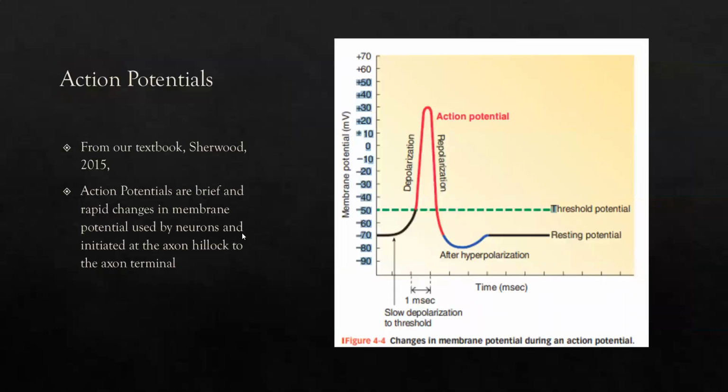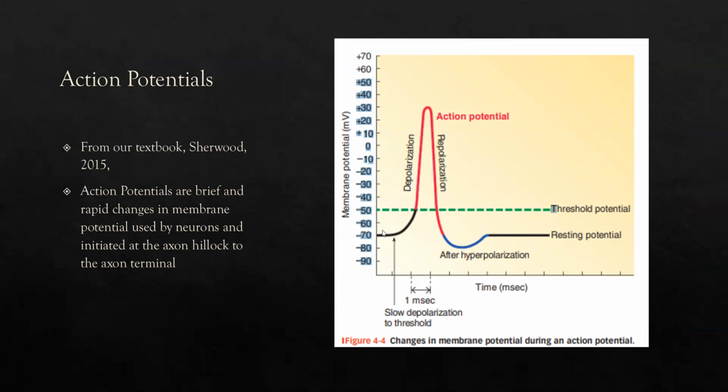Continuing on, we have our action potential. We will be explaining it through this graph. As stated here, action potentials are fluctuations of membrane potential. So it is the depolarization and repolarization of the membrane. They are brief, rapid changes in membrane potentials used by neurons. As we stated earlier, they are initiated at the axon hillock and travel along the axon to the axon terminal.